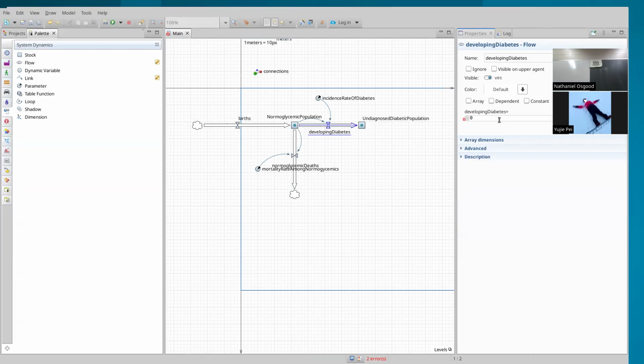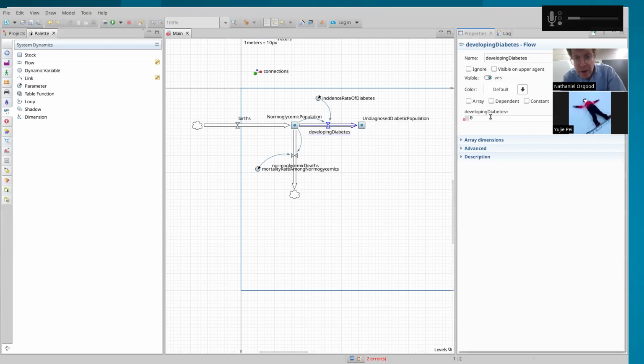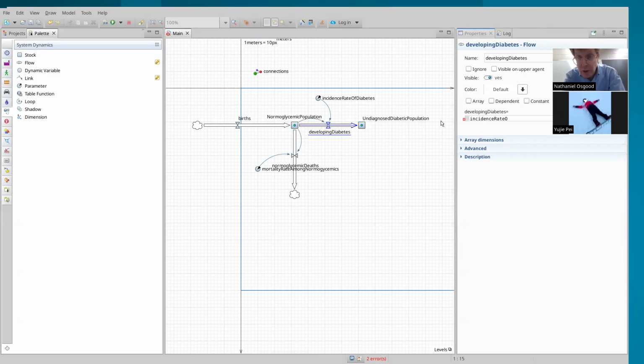This is the most common building block in system dynamics, other than the most basic elemental things like stocks and flows and parameters. It's this higher level construct you see again and again. So I'm going to go to that formula and put in incidence rate of diabetes. Remember, autocomplete is your friend.